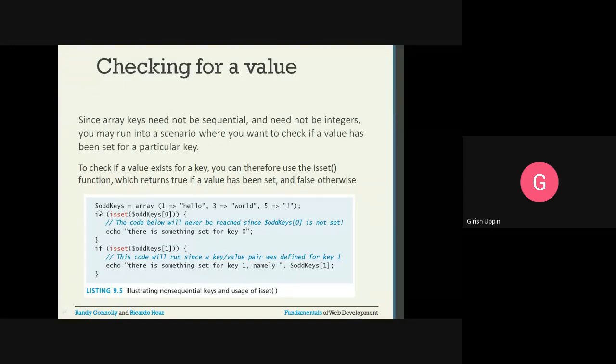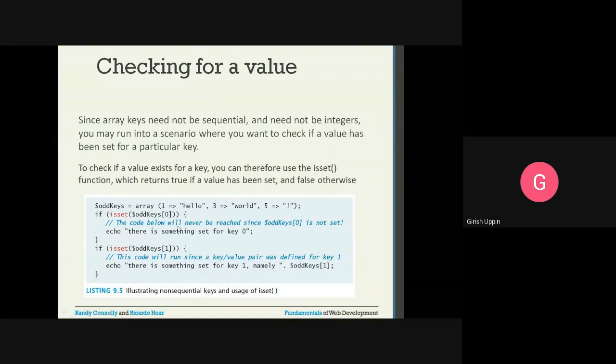So you can see here, $odd_keys is equal to, I'm creating an array. How many elements are there? 1, 2, and 3 elements, and the key 1 is mapped to hello, 2 is skipped, 3 is mapped to world, 4 is skipped, 5 is mapped to an exclamation sign. Now I am checking isset($odd_keys[0]). At the 0th location, we don't have anything. So what will this return? This will return false. So isset, when you pass this and it is not available, will return false.